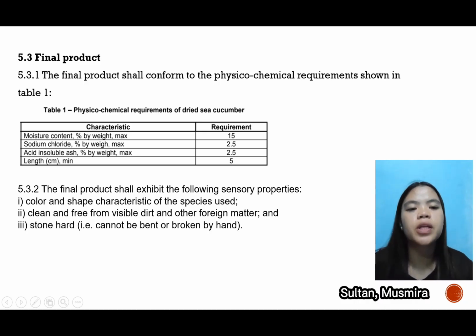The final product shall exhibit the following sensory properties: the color and shape characteristic of the species used, clean and free from visible dirt and other foreign matter, and stone hard.